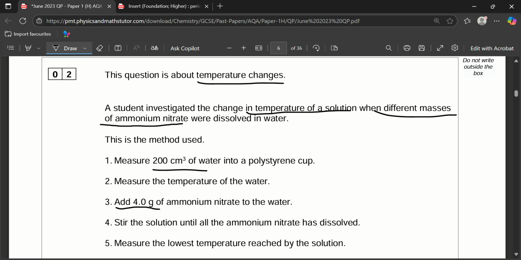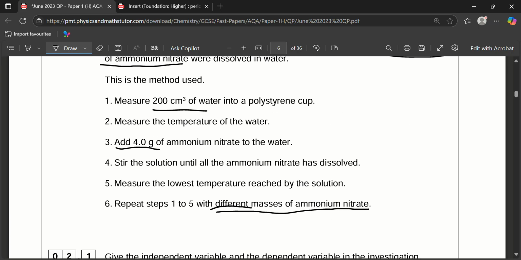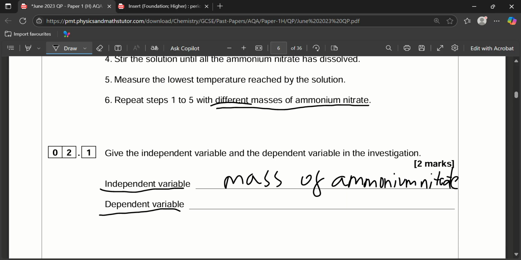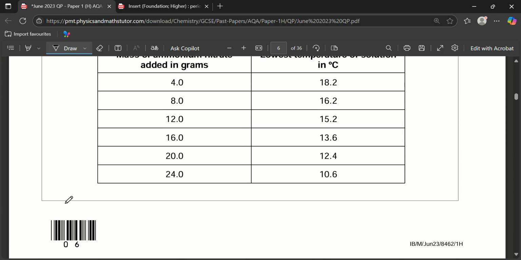The dependent variable will be whatever we're measuring. This question is about temperature changes, and the student investigates, well, temperature. So our dependent variable is temperature, when we're going to be measuring temperature. Specifically, the lowest temperature reached by the solution.